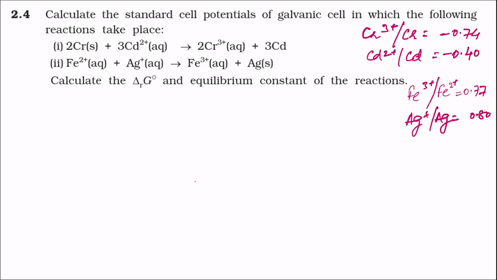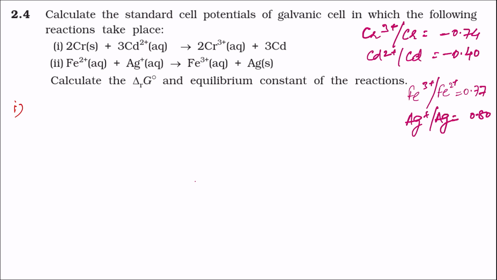Calculate the standard cell potentials of galvanic cells in which the following reactions take place. First is the chromium-cadmium cell and second one is the iron-silver cell. Calculate the delta G, the standard value of delta G, and the equilibrium constant of the reactions.